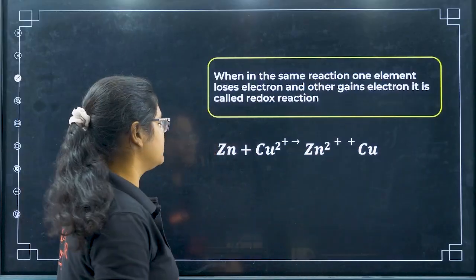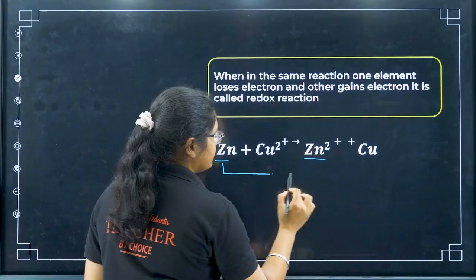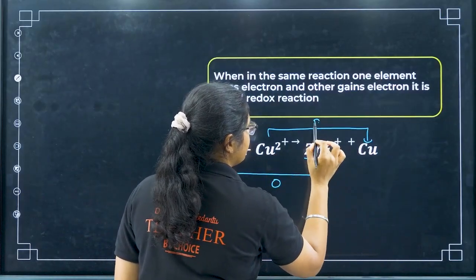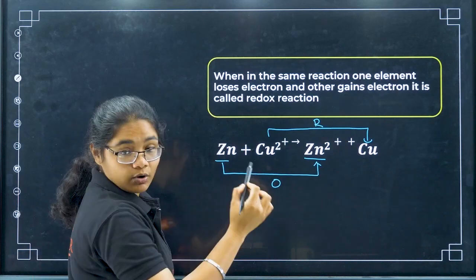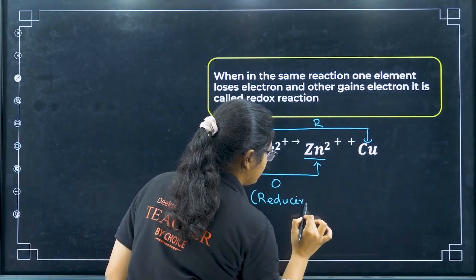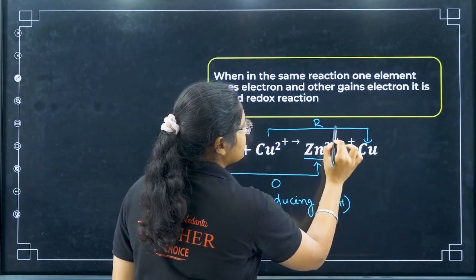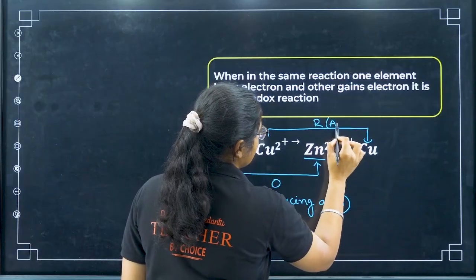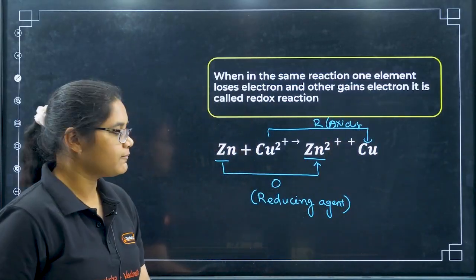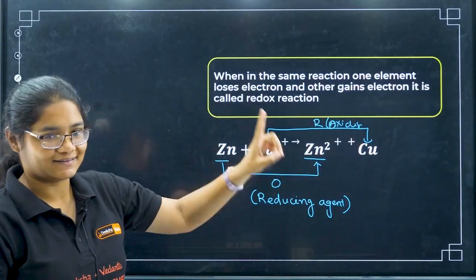Now let's see an example. Zn to Zn2 plus is oxidation, and copper 2 plus to copper is reduction. Since Zn is undergoing oxidation, it will behave as a reducing agent. And copper 2 plus is undergoing reduction, so it behaves as an oxidizing agent. Now a question may arise: why is this oxidation and why is this reduction? The answer lies in the next slide.